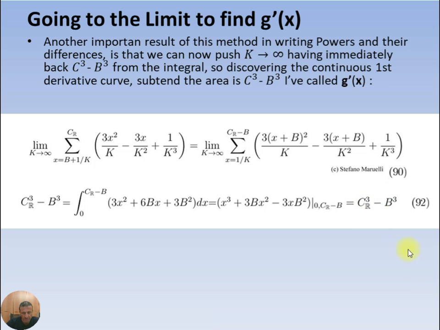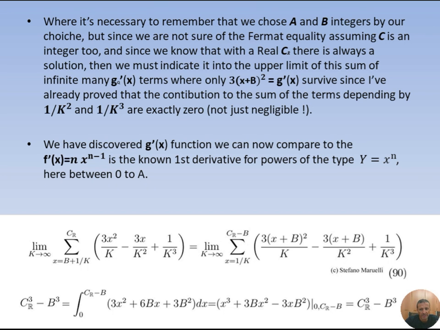This will be very different from the last trick I will do to prove Fermat's last theorem, you will see in a while. So once again, to be fully clear, we choose a and b integers, and we are not sure in case of Fermat equality if c is an integer or not. We are just sure that if c is irrational, there is for sure a solution.